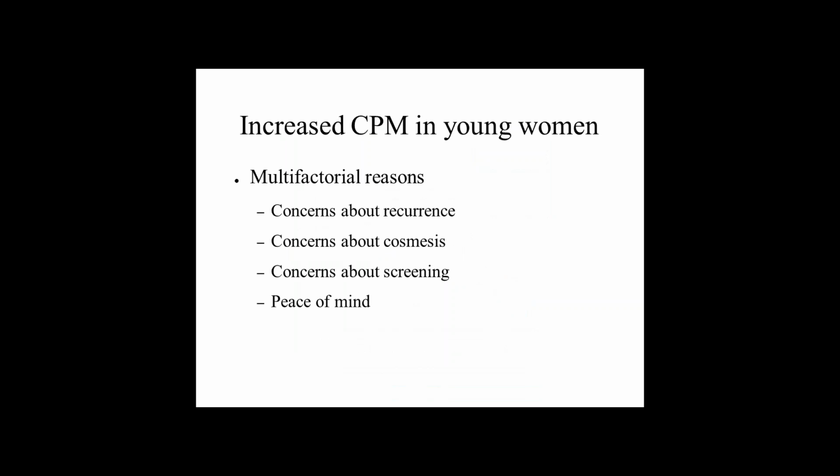So why do we have increased contralateral prophylactic mastectomy in young women? I think there are many reasons for this, and I think they're good reasons. Women have concern about recurrence, but really that concern is more fear than reality, because a new cancer in the other breast is not common, and importantly, there is no survival advantage for getting a contralateral prophylactic mastectomy, even in a young woman, with the possible exception of women who carry BRCA1 or 2 mutation, who are at the highest risk. Outside of that group, there is no survival benefit to getting contralateral mastectomy.